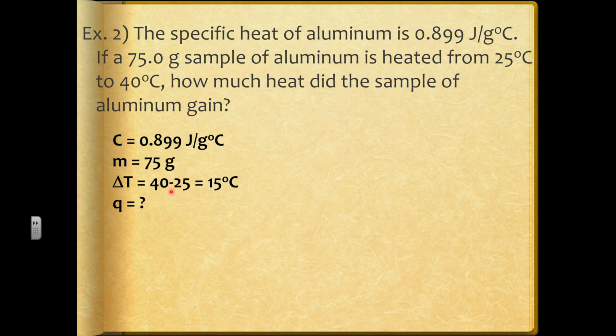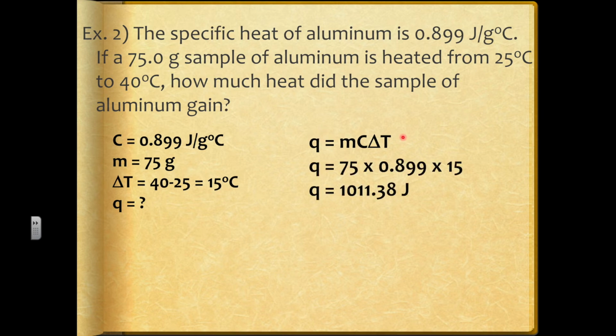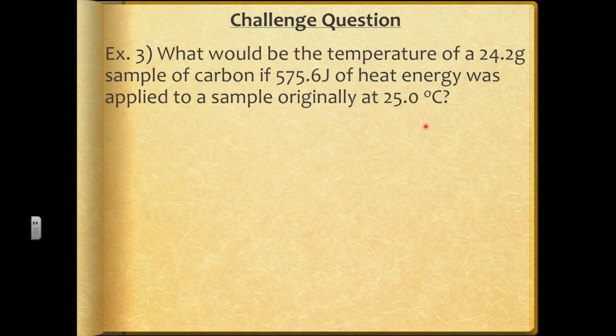That's usually the toughest part for students. Make sure you subtract the right ones. If it increased in temperature, it should be a positive value. If it decreased in temperature, then it will be a negative value, and that's allowed to happen. So you'll get Q equals mCΔT, and you multiply them all together, and you get your answer.